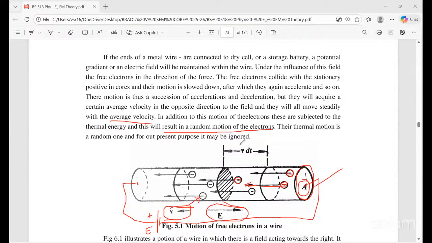So v into dt is nothing but a distance. Distance formula: speed into time. The speed of the charge carriers is v and the time is dt. So how much distance the free electrons move inside the conductor is represented from here to there. The thermal motion, which is random, may be ignored for our present purpose. Is it okay now?